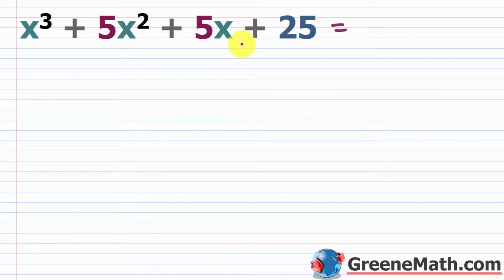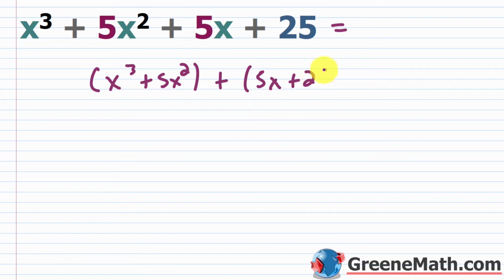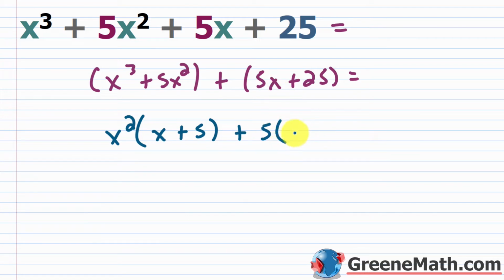So what I want to do here is just make the first two into a group. So I'll say x cubed plus 5x squared. That's the first group. Second group, let's go 5x plus 25. Then go ahead and pull out the GCF from each group. So in this group, if I look at x cubed and 5x squared, it would be x squared. So if I pull that out, inside I would have x plus 5. Then from here, if I pull out the greatest common factor, it's just going to be 5. So that's going to be 5 times the quantity x plus 5.